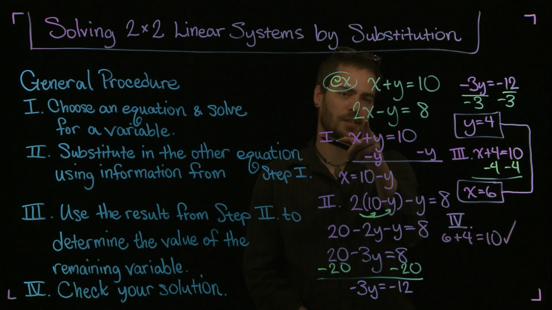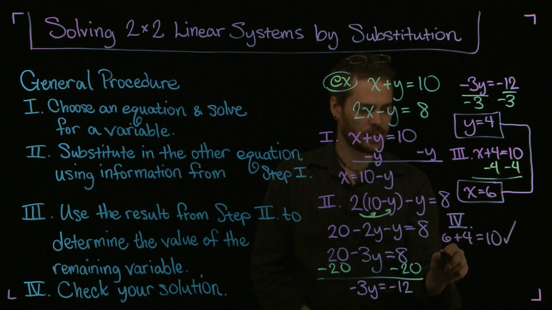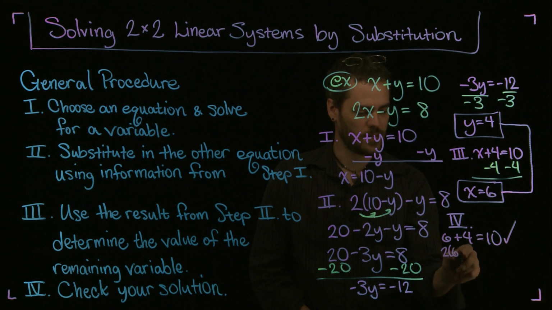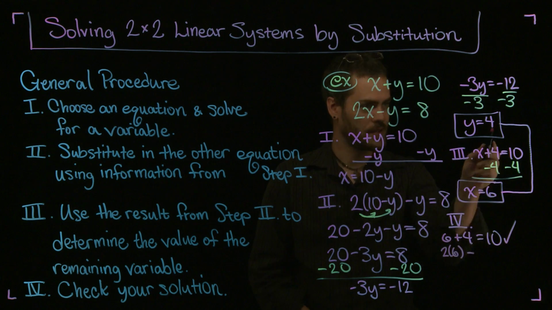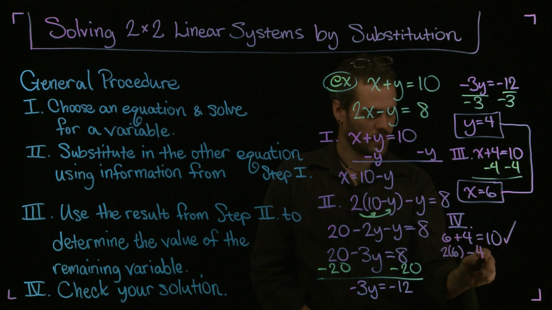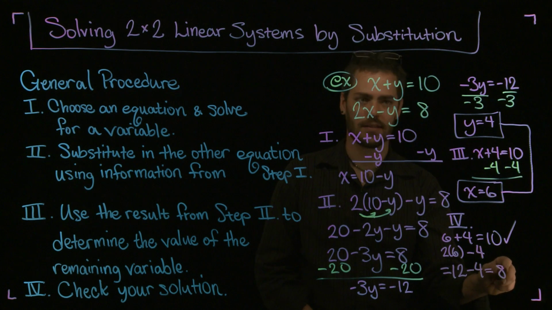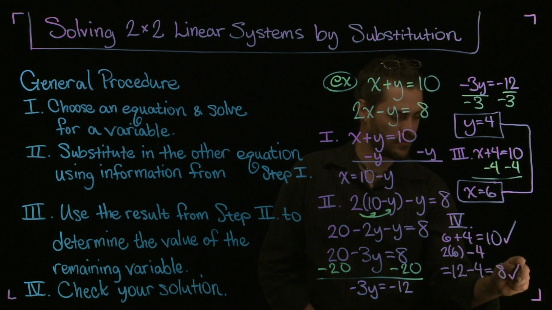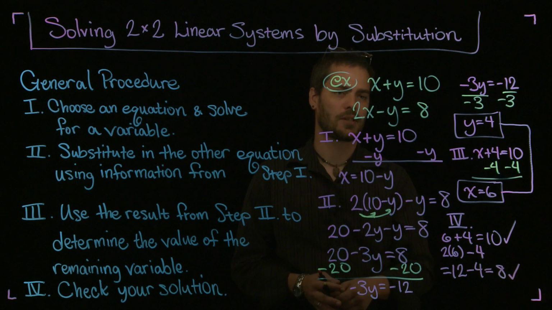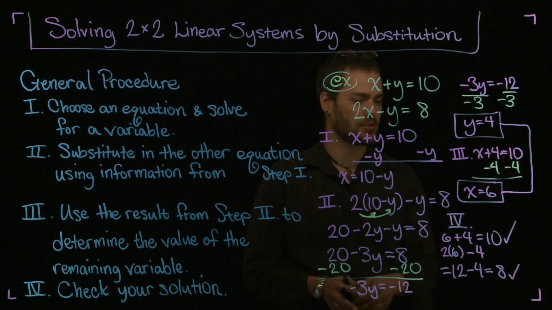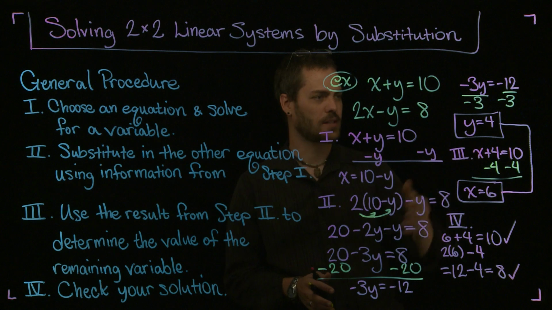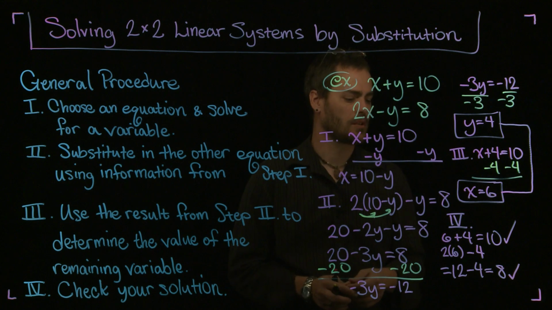The next equation says 2x minus y equals 8. So let's say 2 times 6 minus 4. That comes out to 12 minus 4, which is indeed 8, which is what we were looking for. So it checks out with that equation as well, meaning that the solution to this system is x equals 6 and y equals 4 simultaneously.